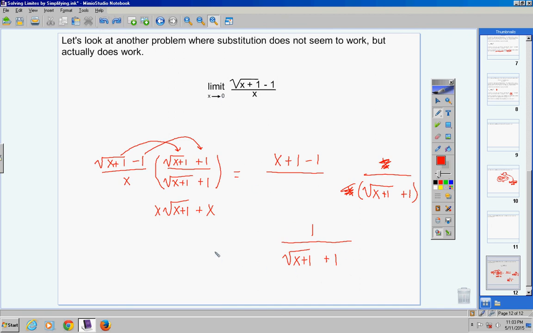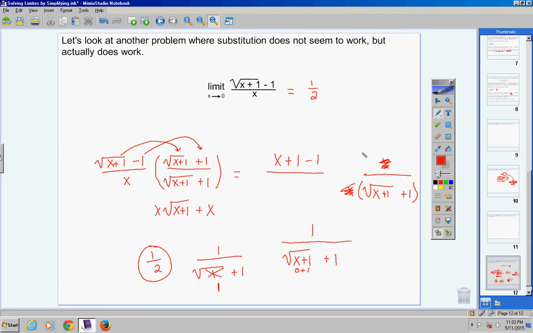So I would have 1 over 0 plus 1. 0 plus 1 is just 1. The square root of 1 is just 1. So I have 1 over 1 plus 1. 1 half. There you go. So the limit of this whole expression as x is approaching 0 equals 1 half.